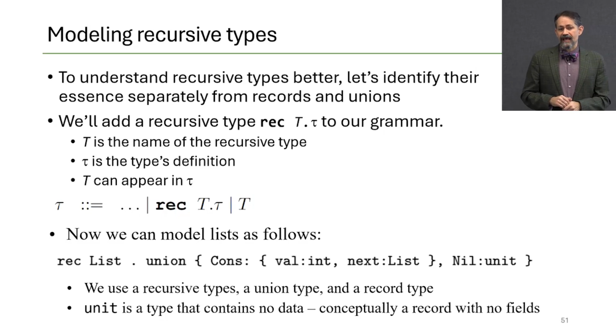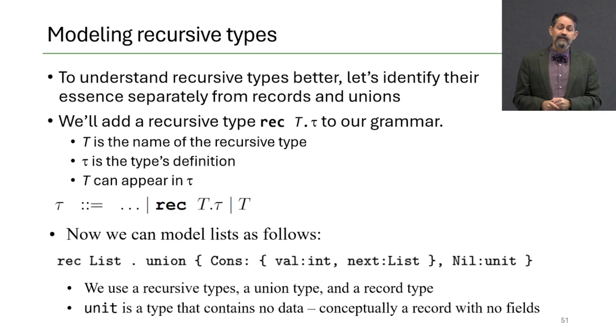So formally, our grammar for tau has all the things it had before: primitive types, functions, who knows, right? And then we have the recursive type rec t. tau, and then we can also use t now as a type, right? Because inside tau we have to be able to use t.